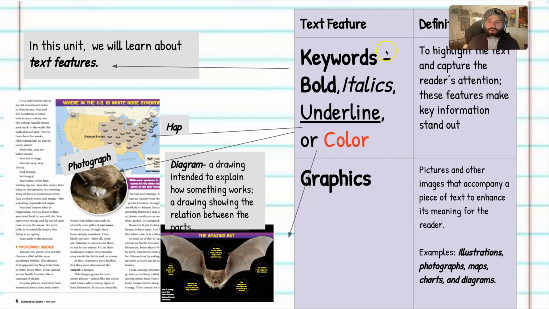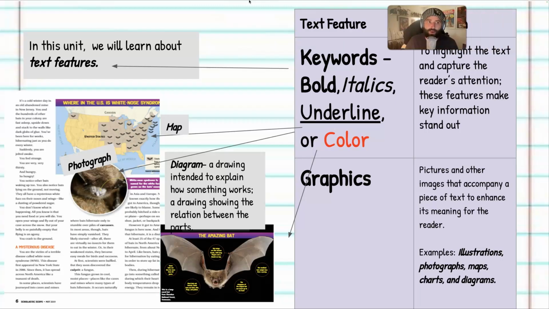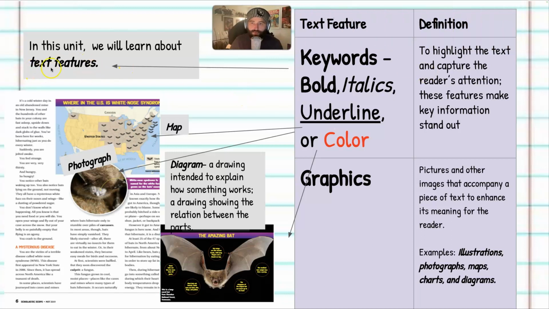we're using these text features. Keywords are bold, italics, underlined, or in color to highlight the text and capture the reader's attention. These features make key information stand out. Okay, so here you have a bold right there. I don't see any colored writing on this slide. Was there colored writing on the last slide? Sometimes you'll see something in color, sometimes underlined, sometimes italics. And whenever you see it, it draws your mind right to it, and you're immediately like, okay, this is some type of important word or phrase, or else they wouldn't have bolded it or highlighted it or underlined it or put it in color. They wouldn't have done any of that if they didn't think it was an important word.